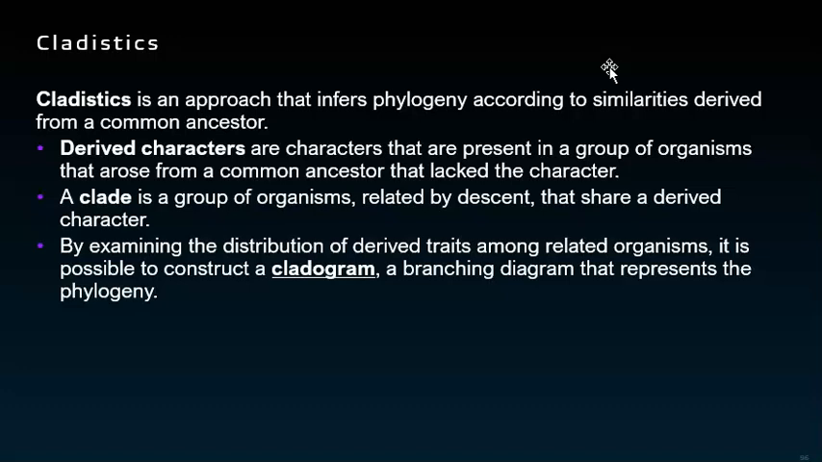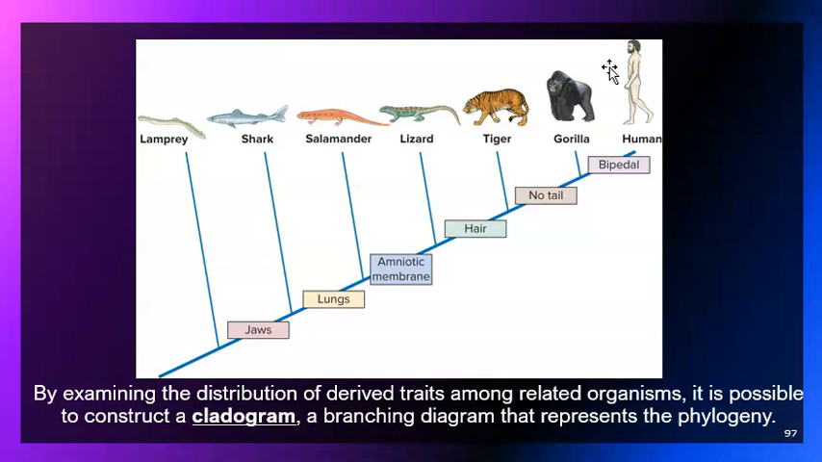By examining the distribution of derived traits among related organisms, it's possible to construct a cladogram, which is kind of like a family tree, but an evolutionary tree. It's a branching diagram that represents the phylogeny. So here's an example of a cladogram. And you can see by examining the distribution of derived traits among related organisms, it's possible to construct a cladogram, a branching diagram that represents the phylogeny. And this can all be guesswork just based on the kind of character that was observed.